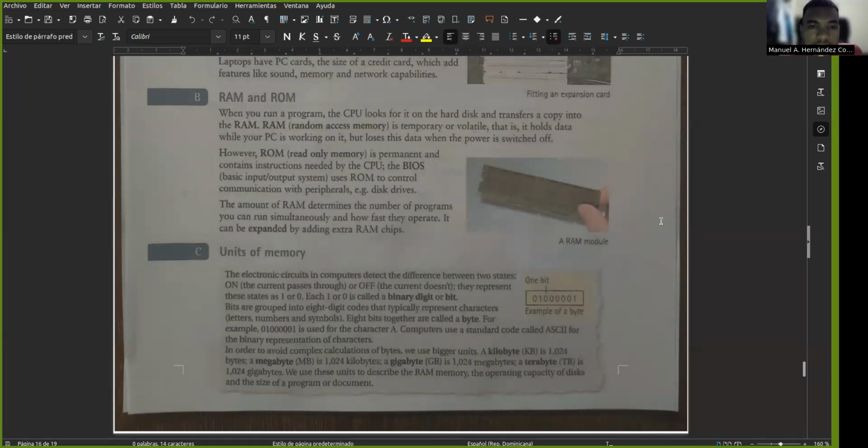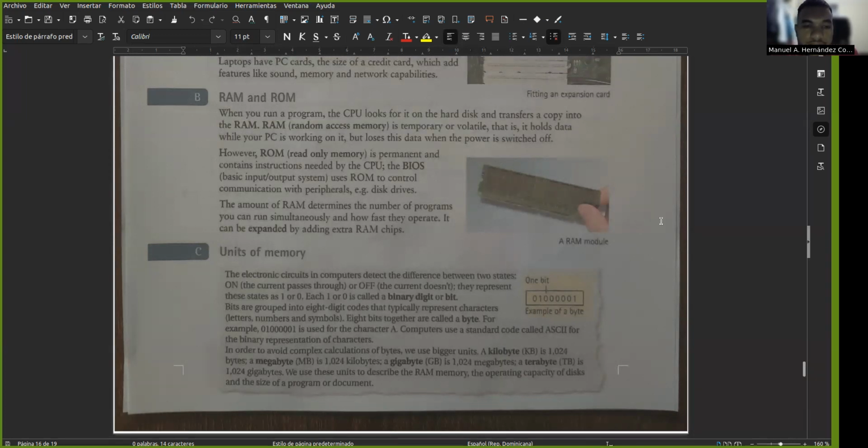dentro de códigos de 8 dígitos que normalmente representan caracteres, letras, números y símbolos. 8 bits juntos se llaman un byte. Por ejemplo, 01000001 es utilizado para el carácter A. Las computadoras utilizan un código estándar llamado ASCII para la representación binaria de caracteres.